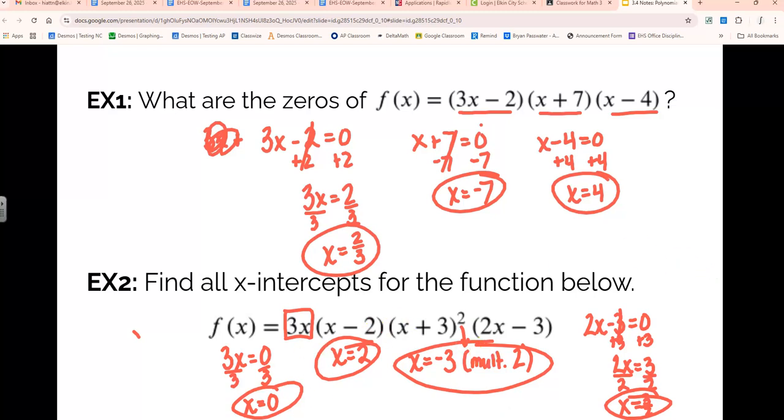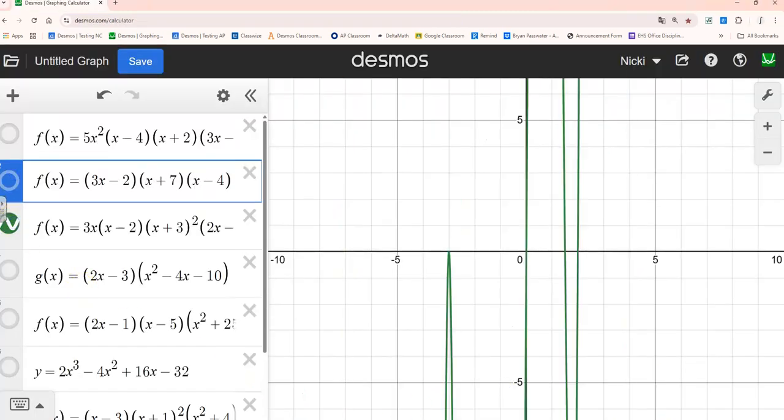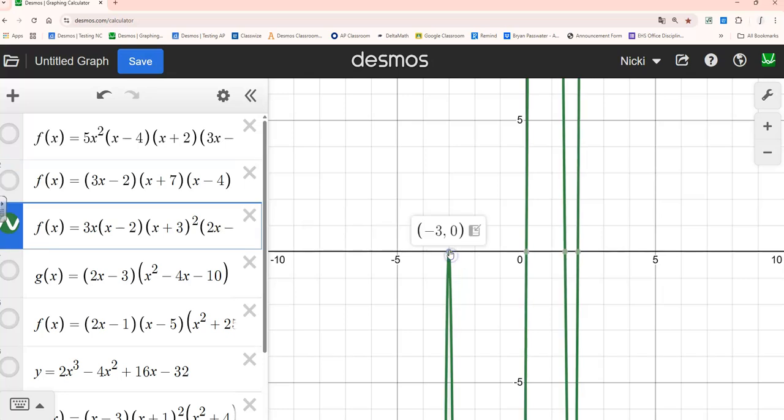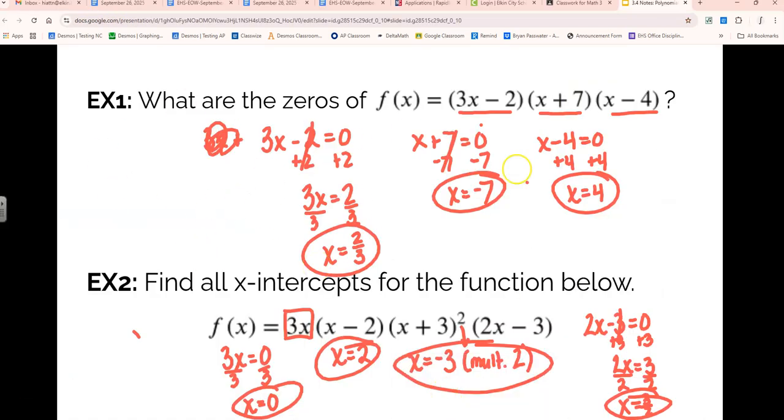Again, you can graph it. Perfectly fine just to graph it instead. Here it is typed in for you. You can see you've got zeros at -3, 0, 1.5, and 2. Those are the zeros we listed. And notice right here at -3 that one is a bounce, so it counts twice for that. So when these are already factored for us, they're really pretty simple to solve.